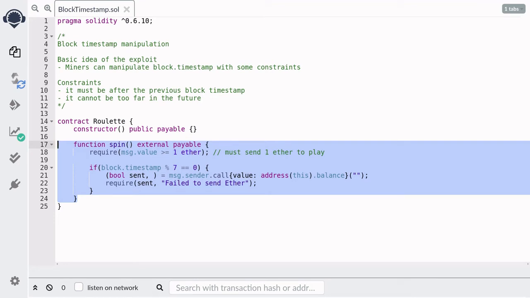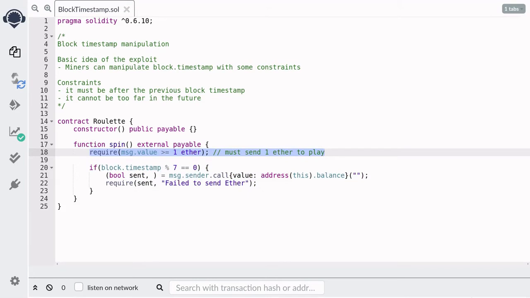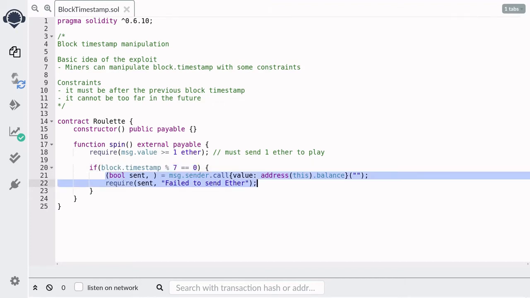To play this game, you'll have to call the function spin. You'll have to send one ether to play. And if block.timestamp is divisible by 7, then you'll win all of the ethers stored in this contract.